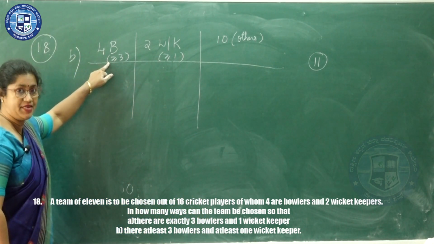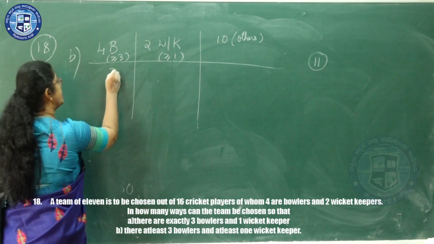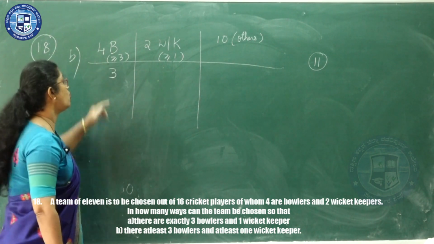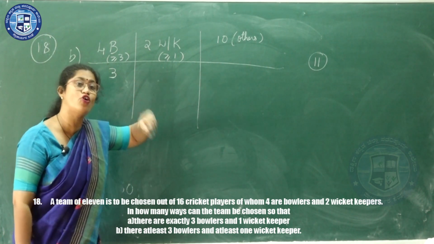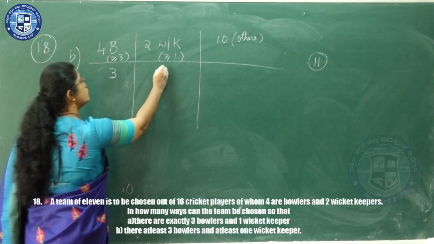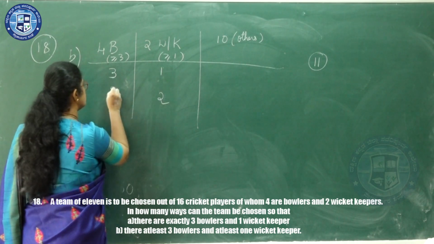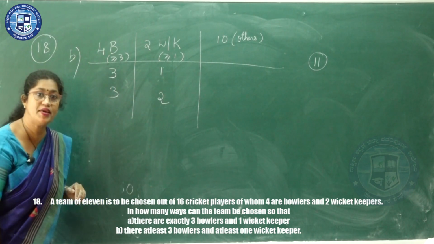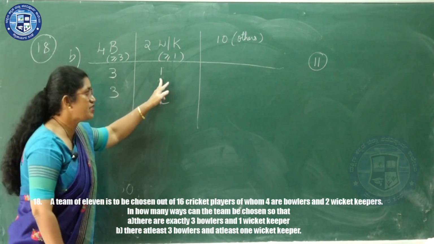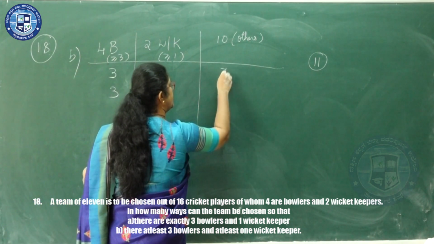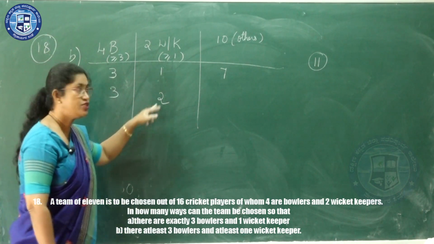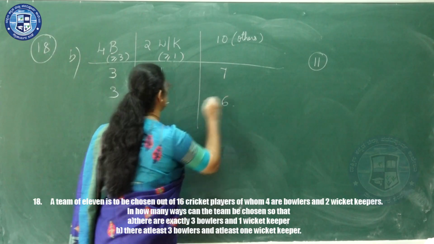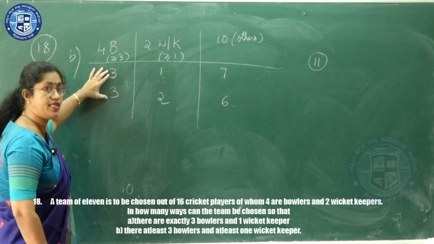Now at least 3. At least 3 means either 3 or 4. Now when this is 3, this is greater than or equal to 1. It can be 1 or 2 because total is 2 itself. So this can be 1 or it can be 2. So this is 3. I want to make a team of 11. 3 plus 1, 4, so I need 7 more. 3 plus 2, 5, to make it 11, I need 6 more. So these were the options when I had 3 bowlers.